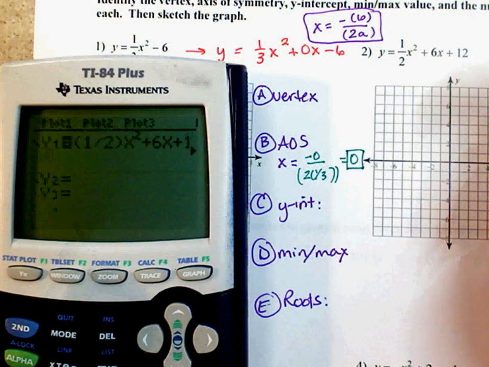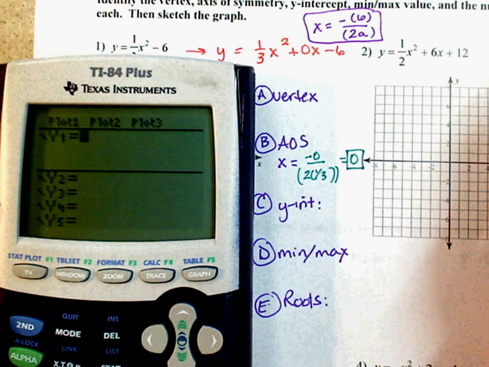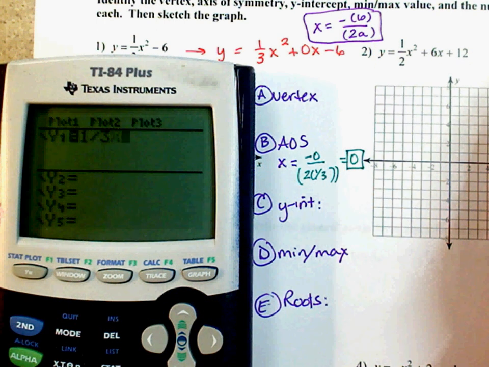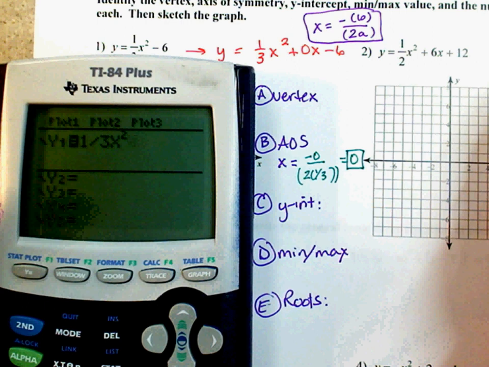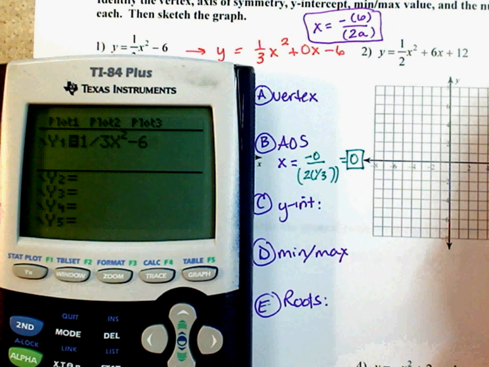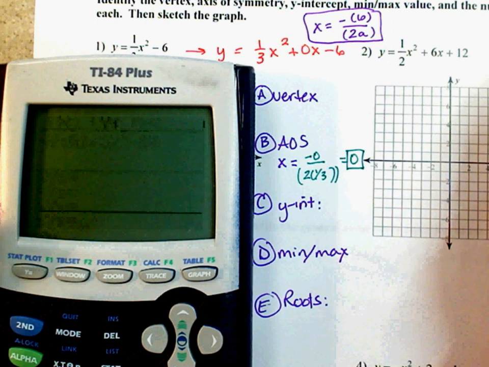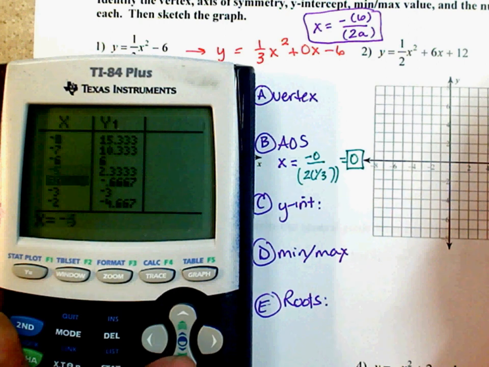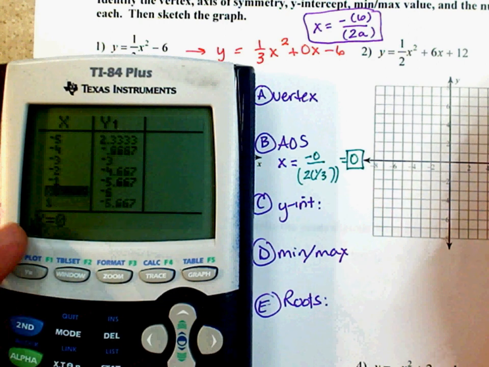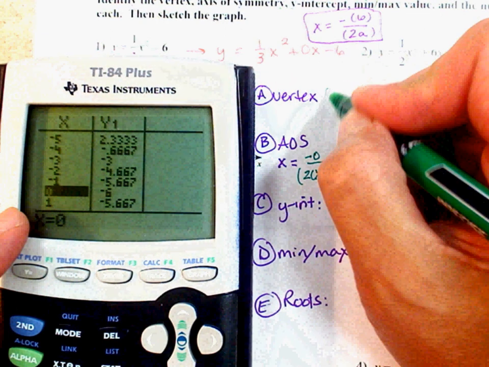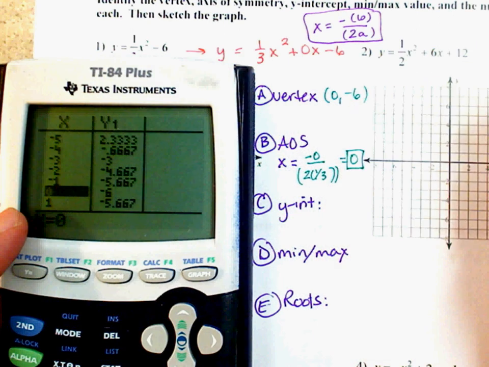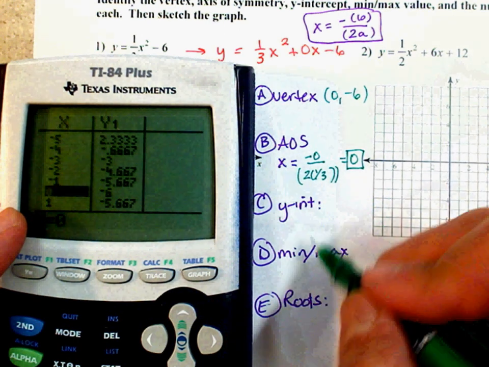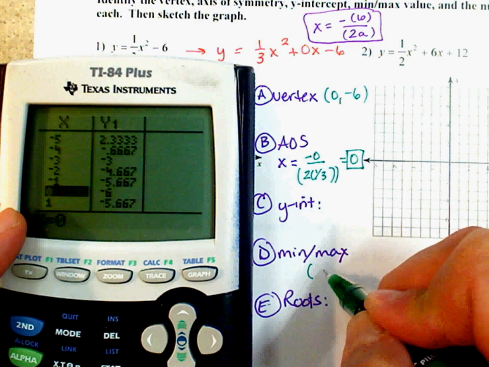Go to your calculator and go to y equal and type in your equation. 1/3 x squared. You can write plus 0x, or you can just write minus 6. Up to you, and hit second table. Go look where you see x is 0. When x is 0, y is negative 6. So your vertex is 0, negative 6, which is also your minimum or your maximum.